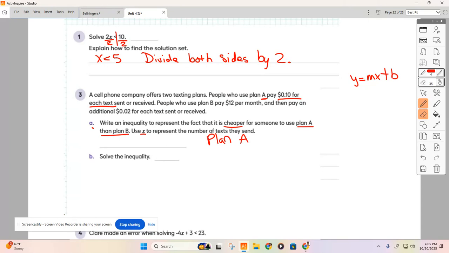We're going to use X to represent the number of texts that they send and receive. So for Plan A, it's 10 cents times every text. For Plan B, this time it's only 2 cents per text, but there's a base fee or a beginning amount of $12. Our goal is to show that it's cheaper for A. So which inequality symbol would show that A is less than Plan B? That would be the less than symbol.